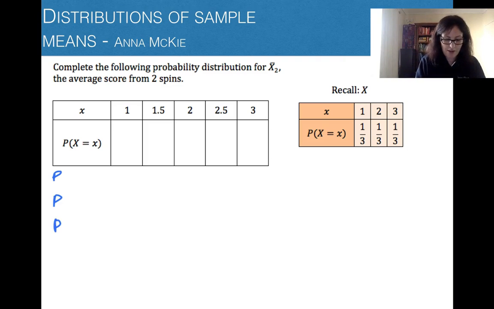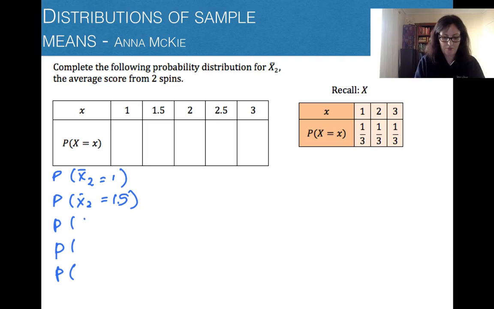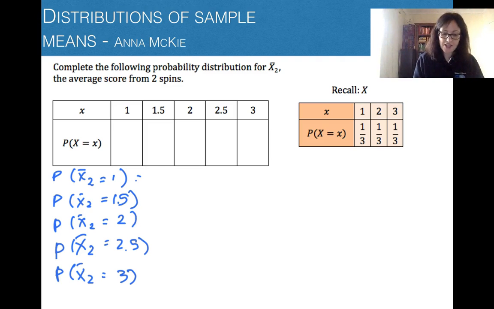So I'm going to write out my 5 scenarios. These are P's. What's the probability of X bar 2 each time? So equaling 1, 1.5, etc. X bar 2 is the average, the mean of 2 spins. So here are scenarios, and each of them happening is actually a third.